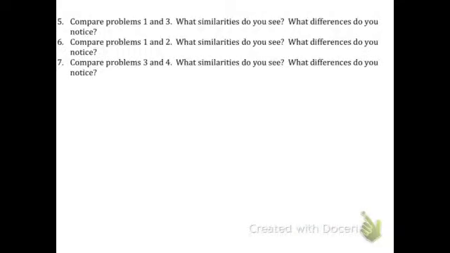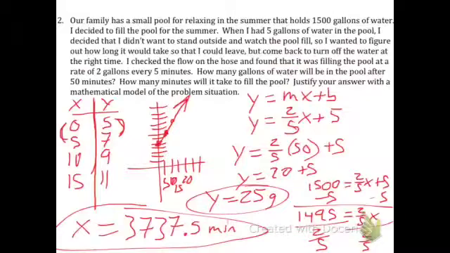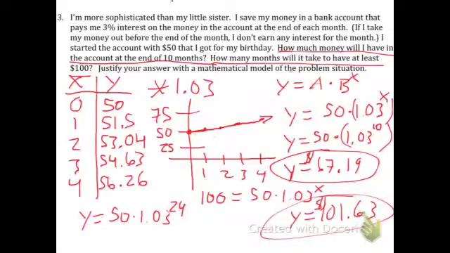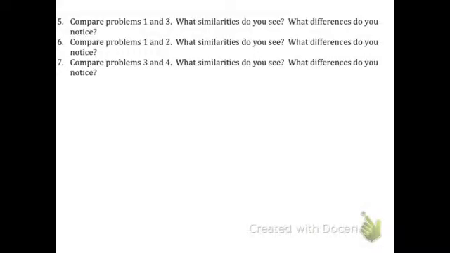And there we go. Now it's time to answer the last questions there, 5, 6, and 7. Compare problems 1 and 3. What similarities do you see? What differences do you notice? So as I go to 1 and 3, I notice 1 is putting money into the account. You're adding each time. It's linear. 3, also getting money in the account. But this one's exponential. So both of them increasing the money, and one of them's adding 3 cents each day. The other one's adding 3% of the $50, and that one's actually growing a lot more.